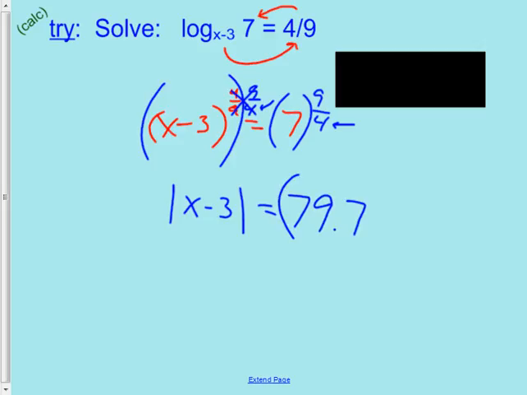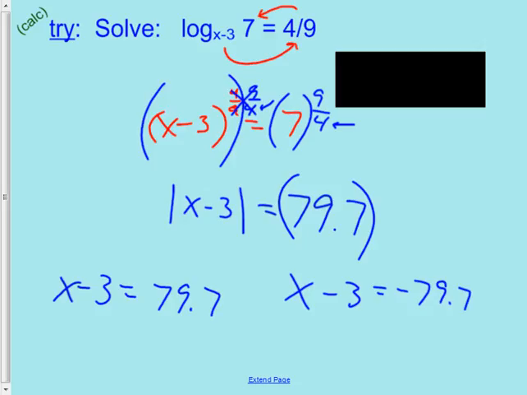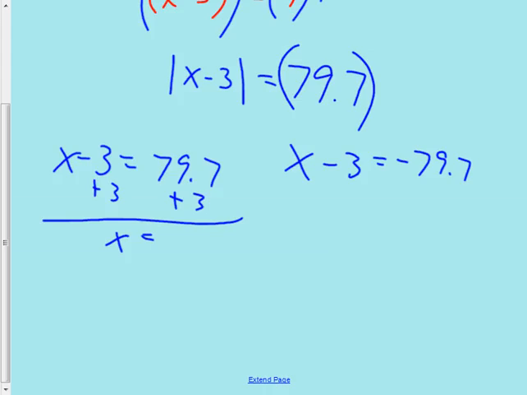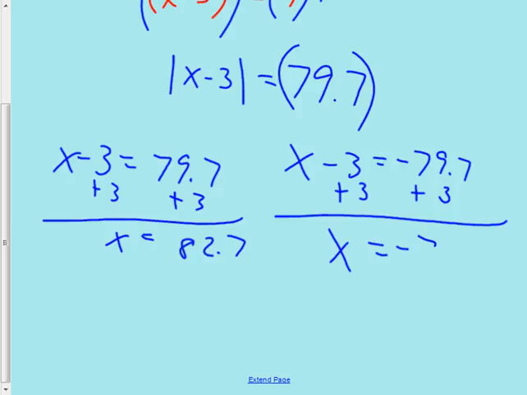79.7. All right. Cool. Now I have to say this exact same thing, x minus 3 equals 79.7, and x minus 3 equals negative 79.7. And guess what? You're being too smart for your own good. Because a kid who never even noticed that there's a plus and minus would get this problem right, and a lot of you are going to get it wrong. Why? Because I get 82.7 and I get negative 76.7, right? But only one of the two of them actually works.